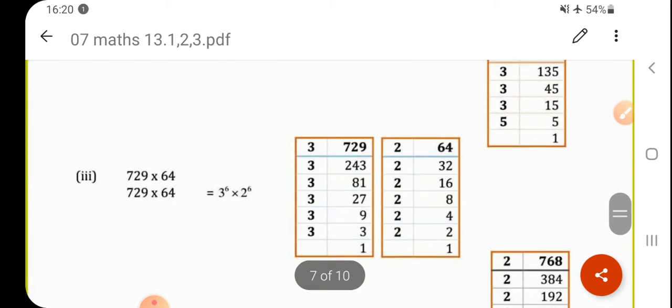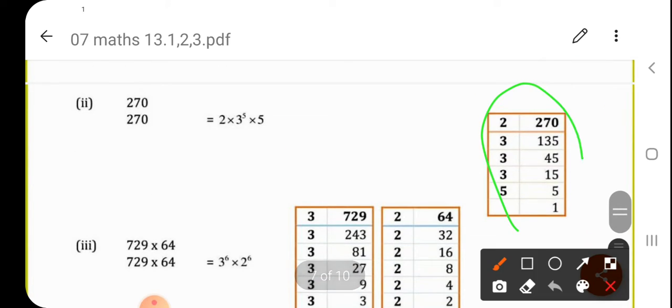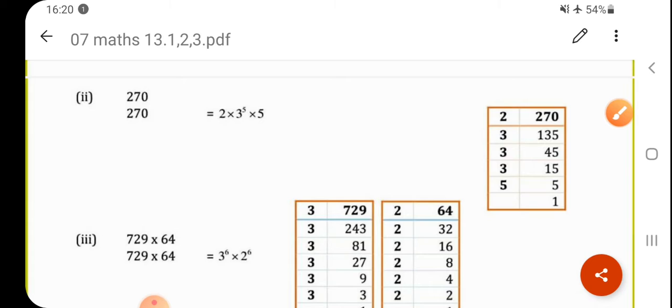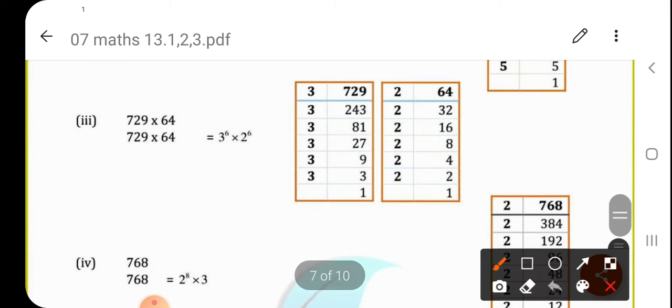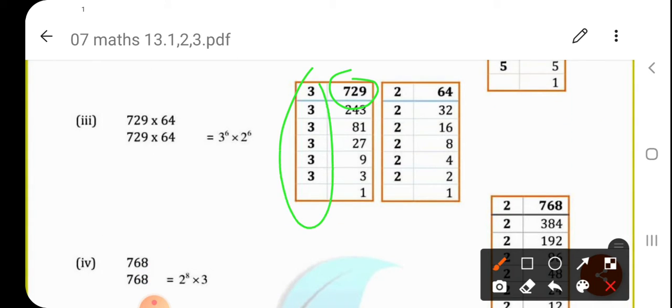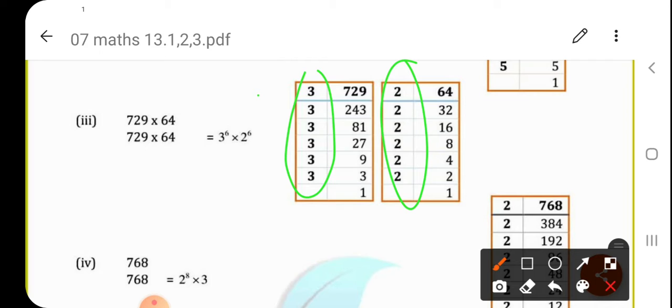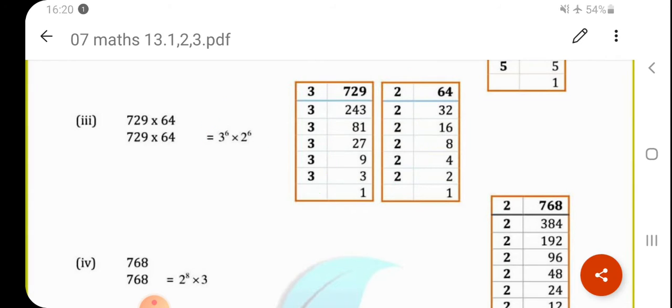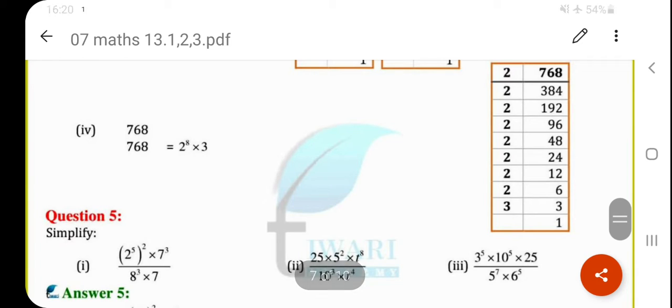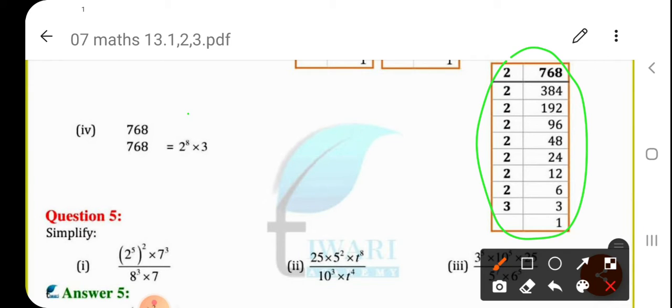Same in the next, 270. Find out the prime factors and write in the form of multiplication. Next example, 729. Here are the prime factors. 64. Here are the prime factors. Both are different. Here 3 is given, here 2 is given. So directly write in the form of multiplication in exponential form. Right. Last one, 768. Here 2 raised to 8 and 3. Okay.